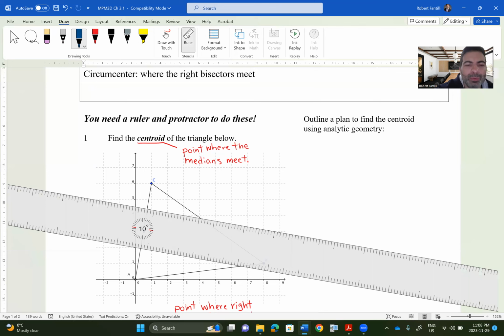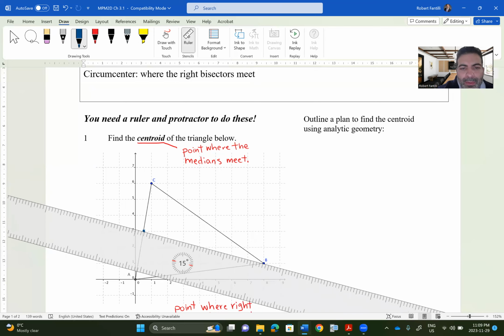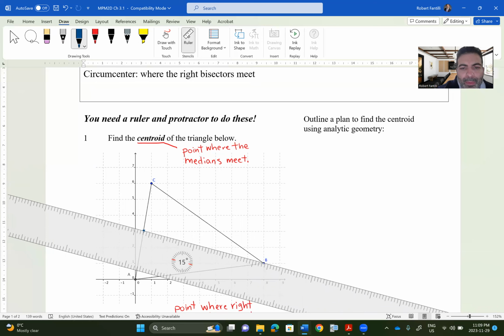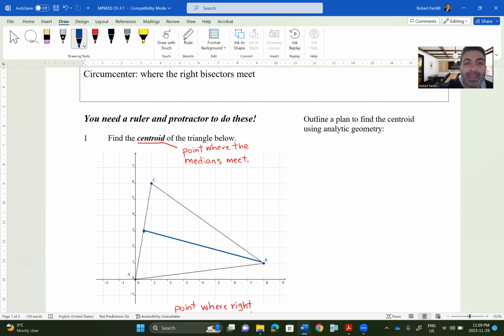Then I'm going to grab my ruler, and I want to draw a line from B to that midpoint. Let me just try and line that up. Okay. A median is within the triangle, so I stop right there, and we've drawn 1 median. To label that properly, of course, we're going to put the hash marks here. And there's our first median.